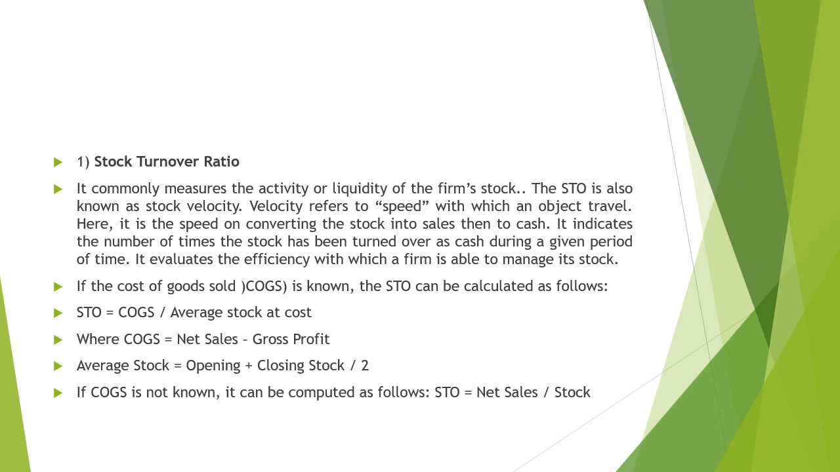Now, how do you calculate the average stock? Opening stock will be given to you. To the opening stock you add the closing stock and then divide it by 2. Then again, if no information is given about COGS, or if gross profit is not given, then the formula is net sales divided by stock.